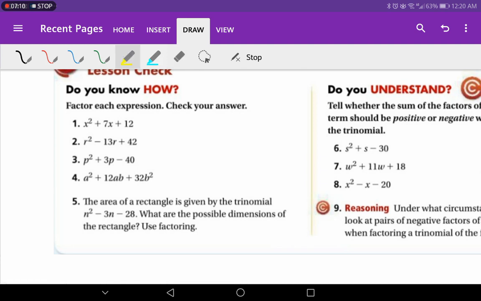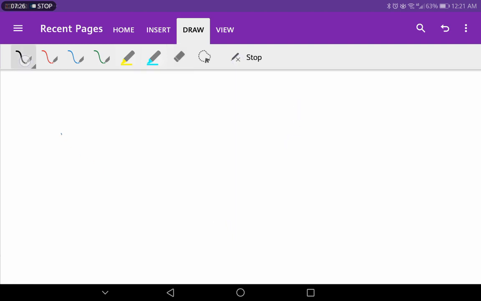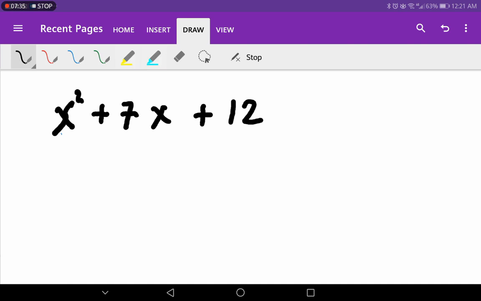Okay, here in this question, read it please. Factor each expression. Check your answer. Okay, he gives me a quadratic trinomial, which is x squared plus 7x plus 12. Remember, this is the c and this is the b. This is the product and this is the sum.